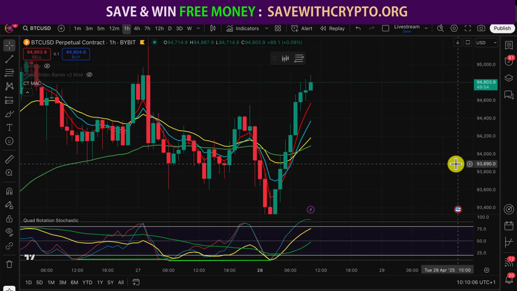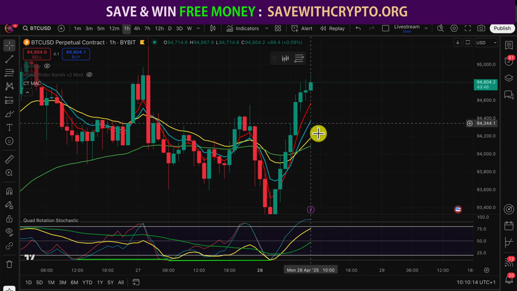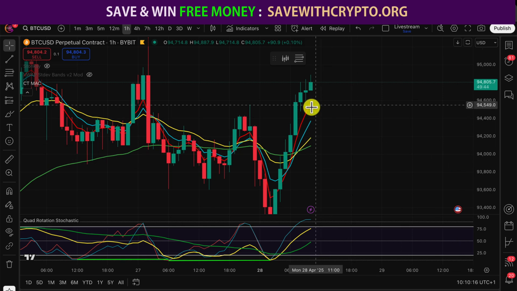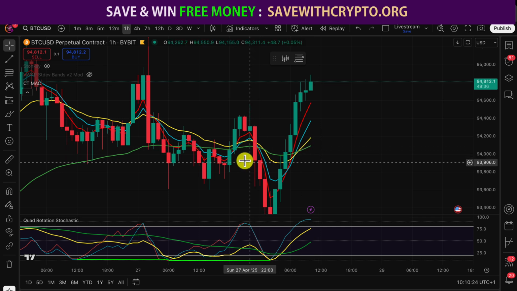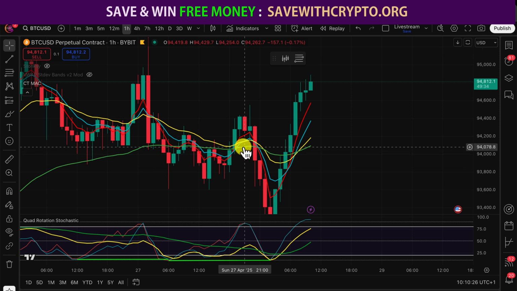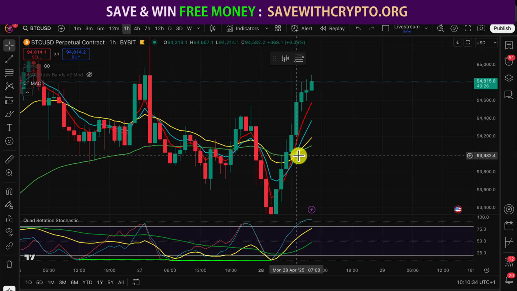Now what you really want to see is what we call a trend in motion, and that is when you've got these EMAs in the correct order. So red, cyan, yellow, green. That is a trend in motion to the upside. Now what we didn't have here was a trend in motion. It didn't happen, and consequently the price came back. So at the moment I would say this looks very good.